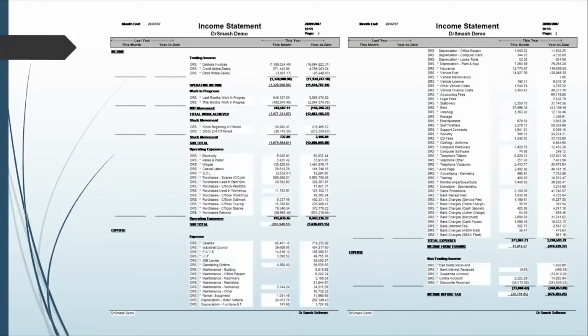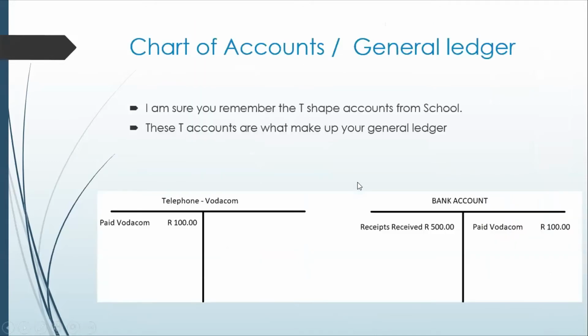So this is what our income statement will actually look like. You can't see the screen very well, but you have your trading income, your work in progress. All of that is pulled through from the program, your operating expenses, any other expenses, and at the end, you'll have your profit or loss for that particular month. So everything is in the Dr. Smash that you actually need it to do.